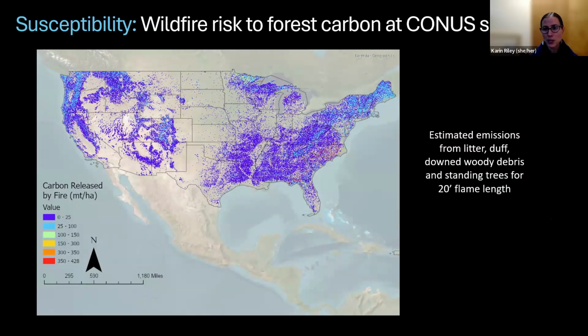This is the map for the 20-foot flame length. You can see that in a lot of places where you're seeing the higher releases, the carbon released by fire is driven a lot by the litter and duff and coarse and fine woody debris loading.